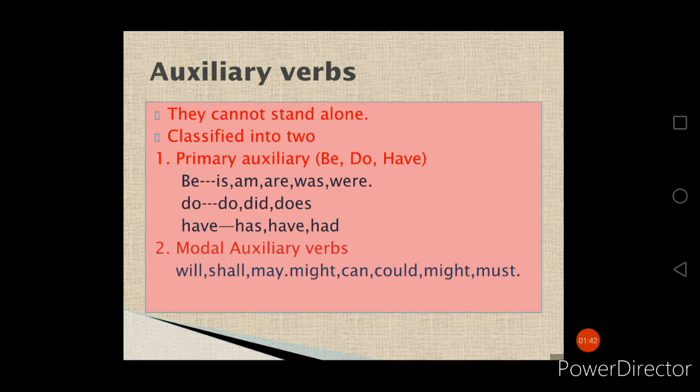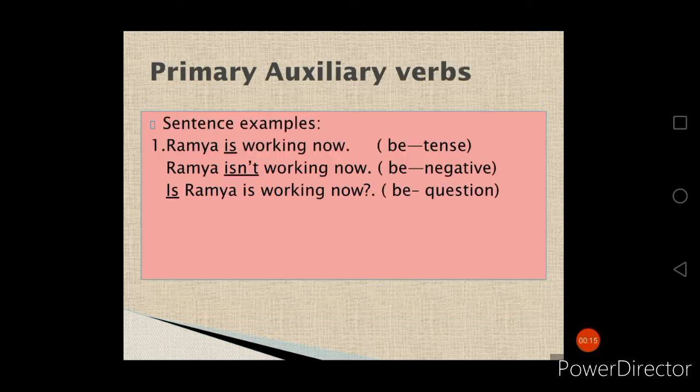The next one is about the modal auxiliary verbs. A modal auxiliary verb is used with another verb to express ideas such as possibility, necessity and permission. Some of the modal auxiliary verbs are will, shall, may, might, can, could and must. So students, I hope you have understood what a main verb is and what auxiliary verbs are.